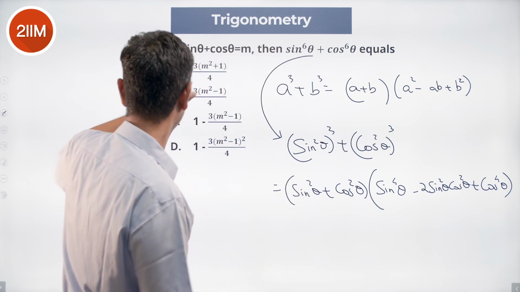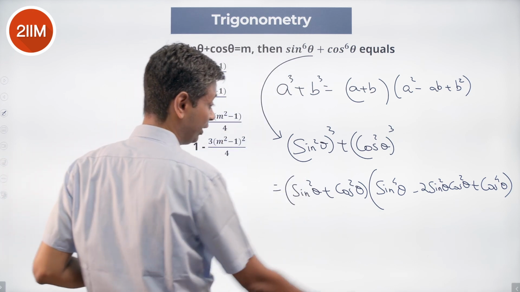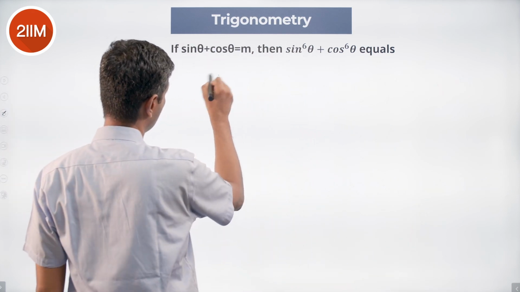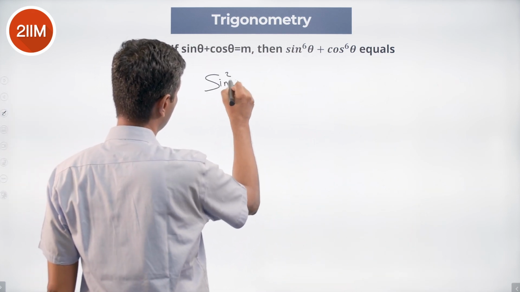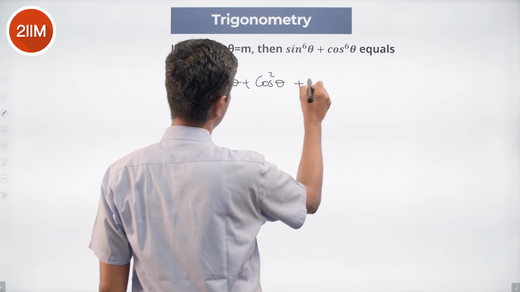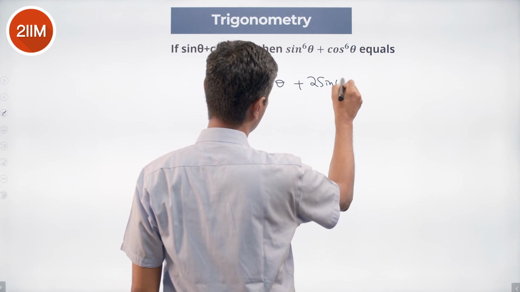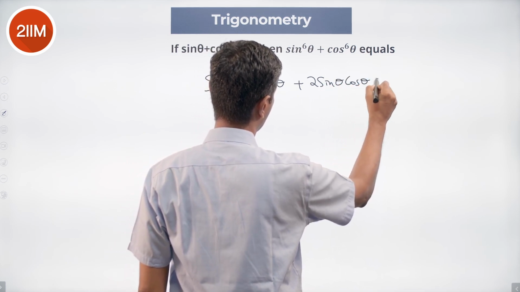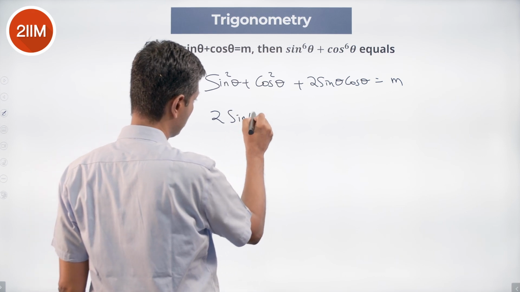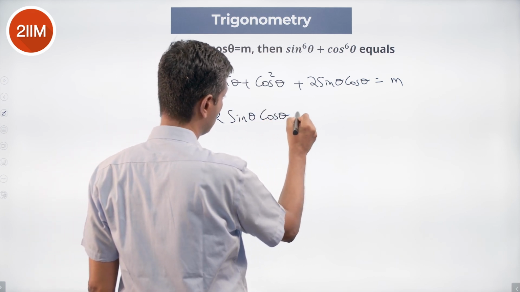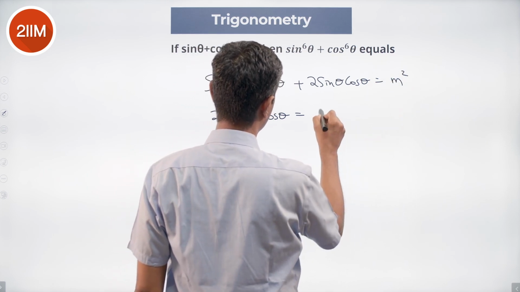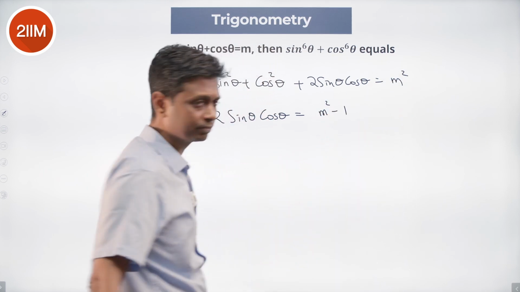Right. So we take this part. This is 1. We need to find this. We say this side, which is (sine theta plus cos theta) whole square. We have sine square theta plus cos square theta plus 2 sine theta cos theta equal to m square. Or 2 sine theta cos theta equal to m square minus 1.